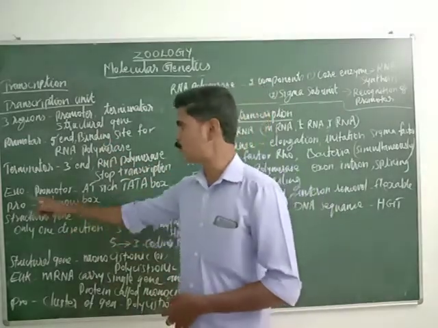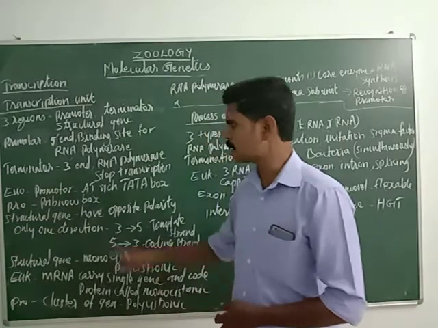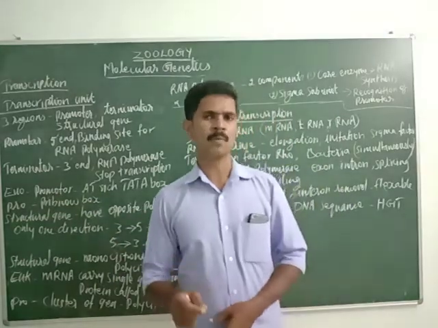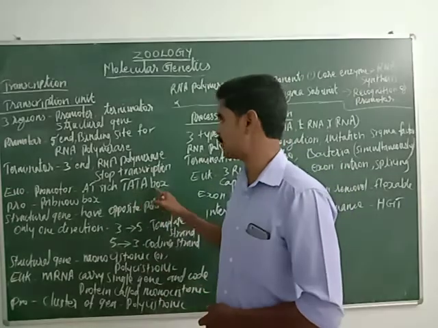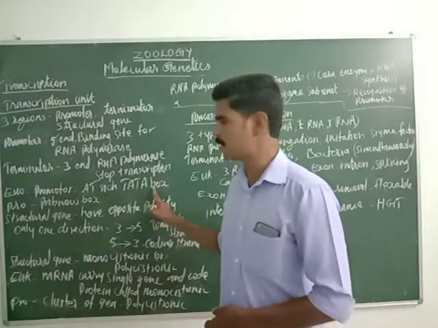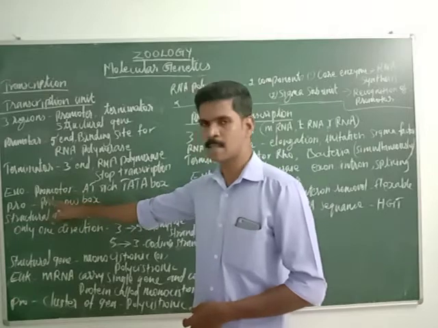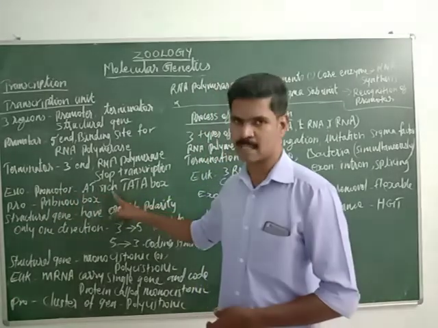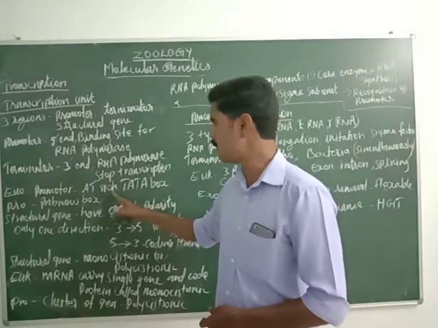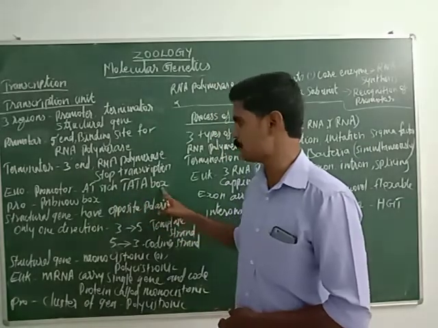Next point: in eukaryotic organisms, the promoter region consists of a large amount of adenine and thymine. So this region is called the TATA box. In eukaryotic organisms, the promoter region consists of an AT rich region, with more AT present, and this region is called the TATA box.